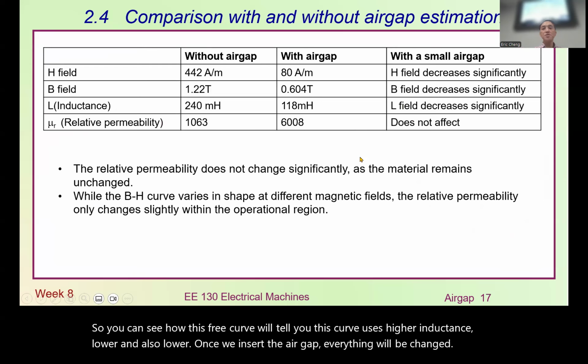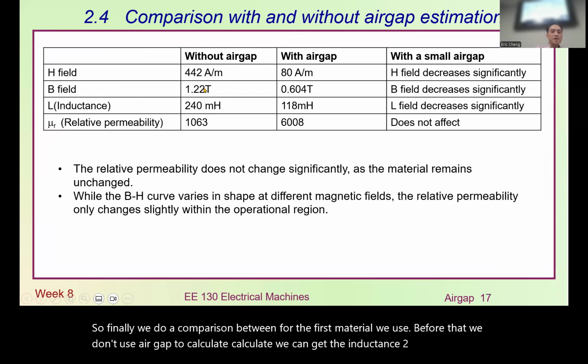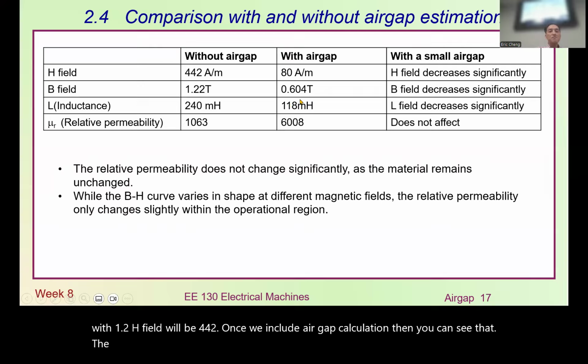So finally, we do a comparison for the first material we used. Before that, we didn't use an air gap in the calculation. We get an inductance of 240, the B field is 1.2, and the H field is 442. Once we include the air gap in the calculation, you can see that the inductance becomes 118.